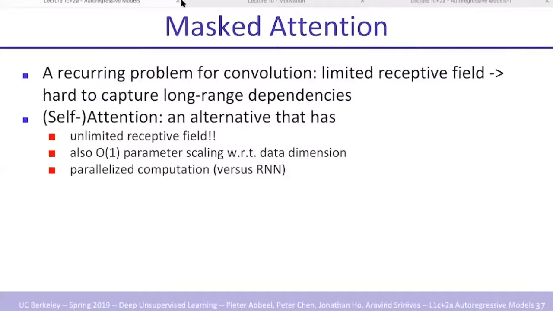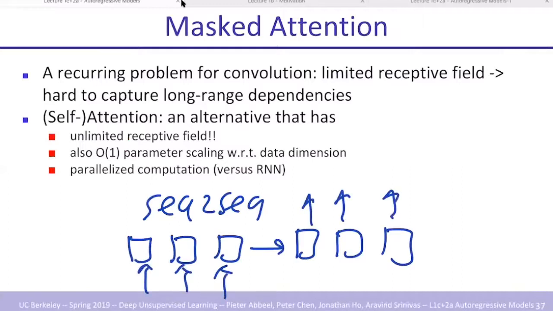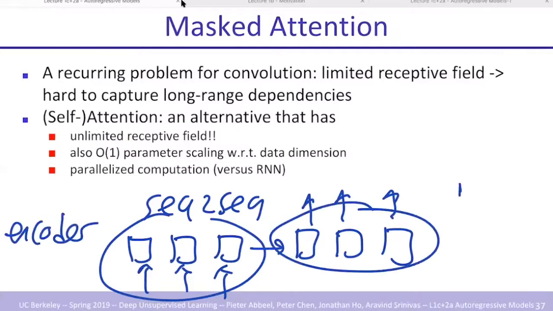It was applied to a model at the time called the sequence model. The idea of a sequence model is that you have two parts. The first part is called your encoder, and your second part is called your decoder.